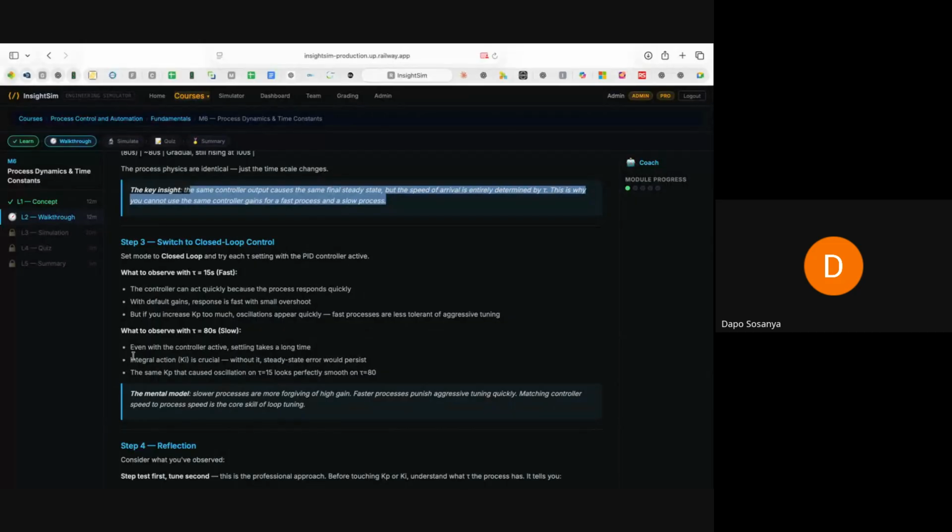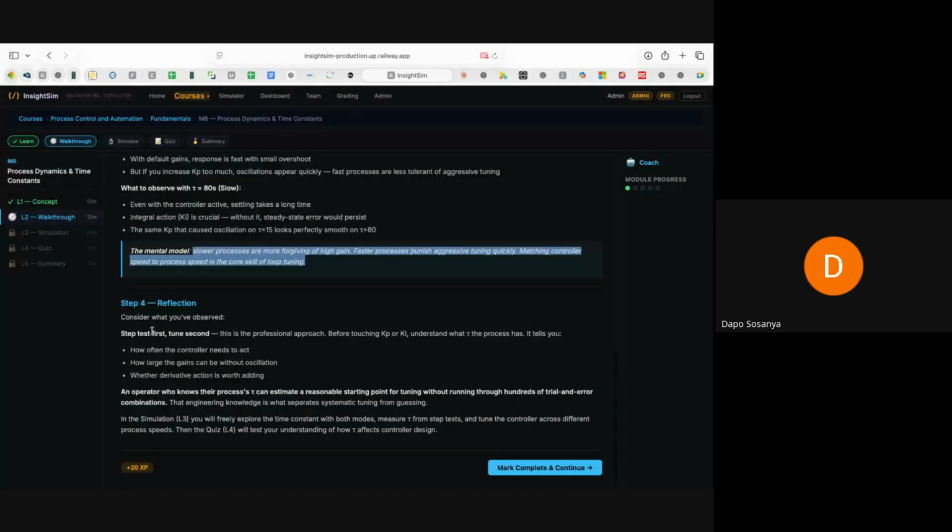And what to observe with T equals 80? Even with the controller active, settling takes a long time. Integral action is crucial. Without it, steady state error will persist. The same KP that caused oscillation on process time constant 15 looks perfectly smooth on time constant 80. The mental model: slower processes are more forgiving of high gain. Faster processes punish aggressive tuning quickly. Matching controller speed to process speed is a core skill of loop tuning.